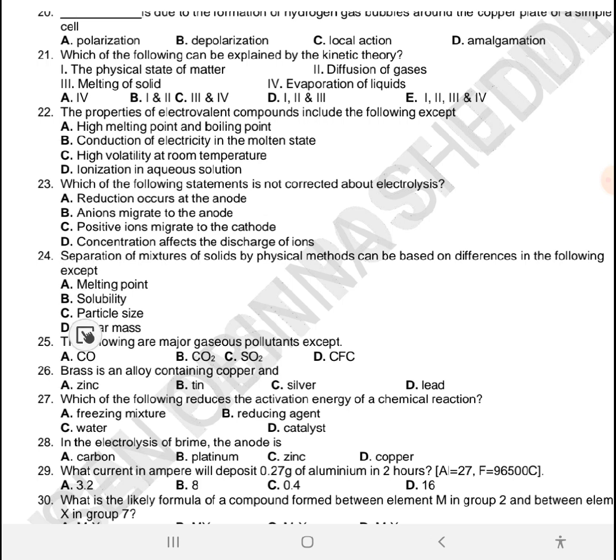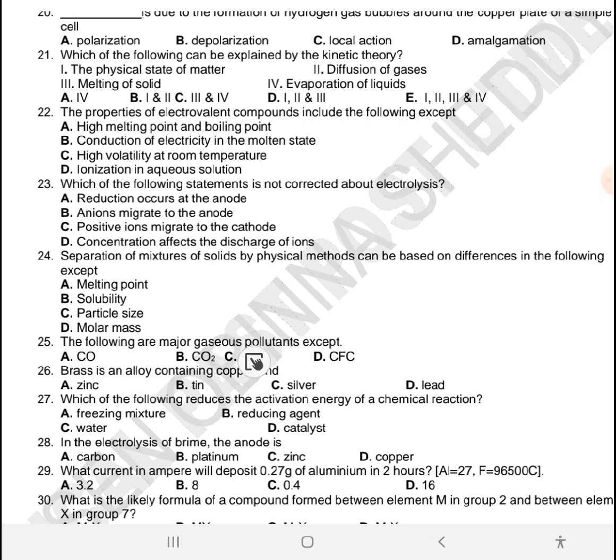Please note. 25. The following are major gaseous pollutants, except CO2 is not a major gaseous pollutant. CO2, this option A, is the most dangerous gaseous pollutant. Please note, this is the most dangerous gaseous pollutant. Option B is not really. It is, but it's not really considered a serious gaseous pollutant. That's why they say major. It is a gaseous pollutant, but it's not a major one. That's carbon dioxide. Carbon dioxide is the most dangerous gaseous pollutant to man.